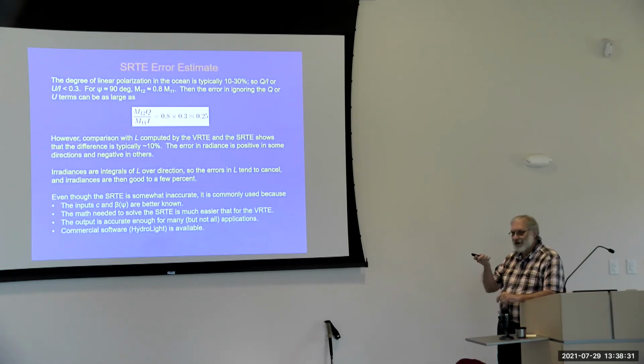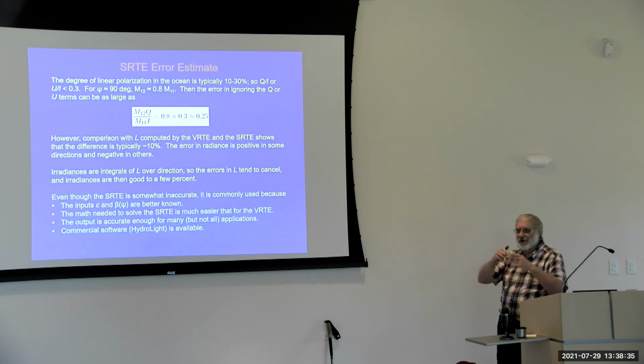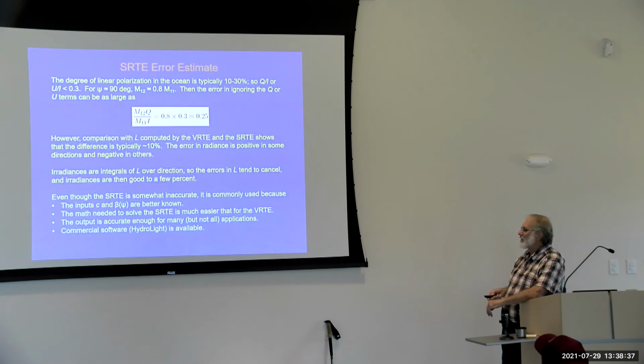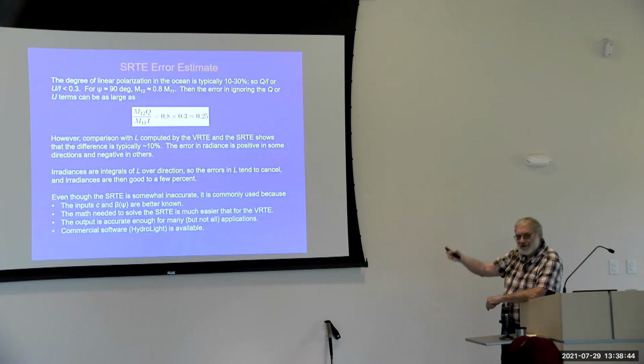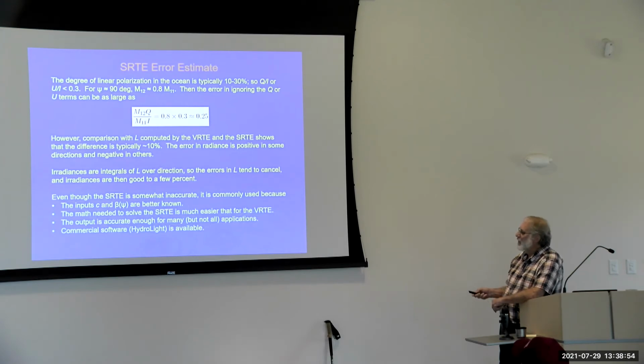But in one direction, it would be 25% too big, and in another direction, 25% too small. When I computed irradiance, those averaged out. So I can now do this kind of error analysis using the rigorous physics approach, which you can't do if you use the old phenomenological theory. You don't know how big your errors might be. So enough said on that.